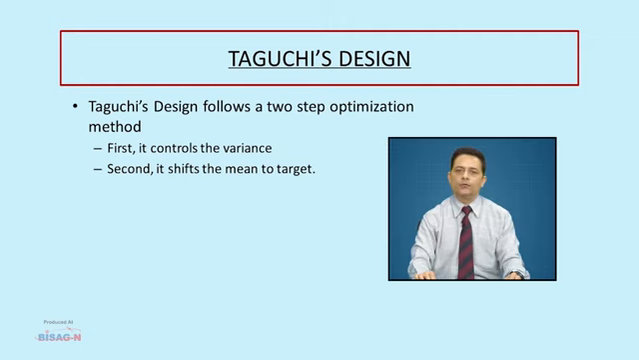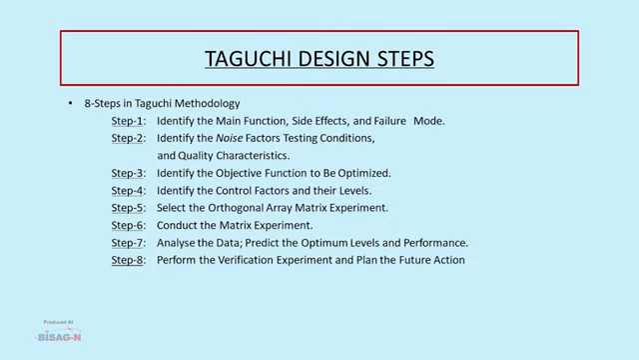The Taguchi design has the following steps for optimization. The first one is to control the variance, and the second is to shift the mean to the target. There are 8 design steps in the Taguchi methodology. First is to identify the main function, the side effects and the failure modes. The second is to identify the noise factors, the conditions and the quality characteristics. The third step is to identify the objective function to be optimized.